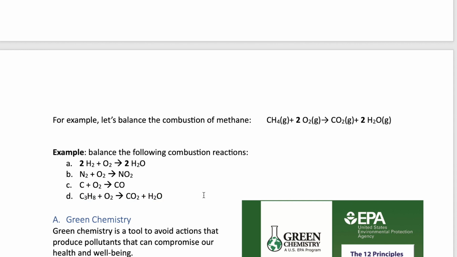So again, we're going to try to balance this out. We start with that element that only appears one time, which is carbon. And then we also have carbon here. To balance it, I can put 3. That would get me 3 carbons on both sides.